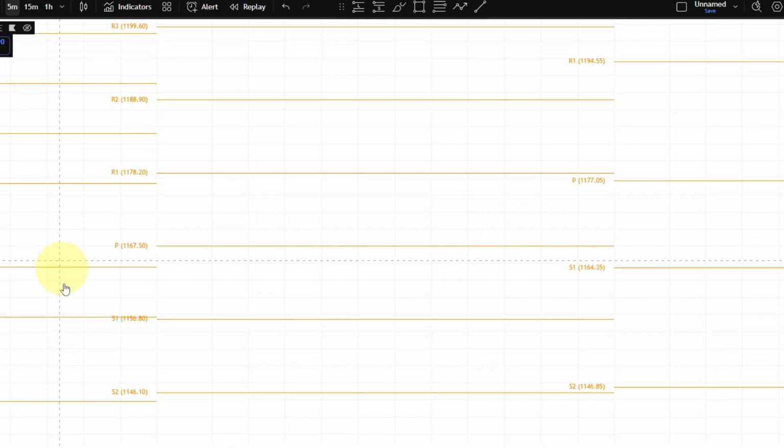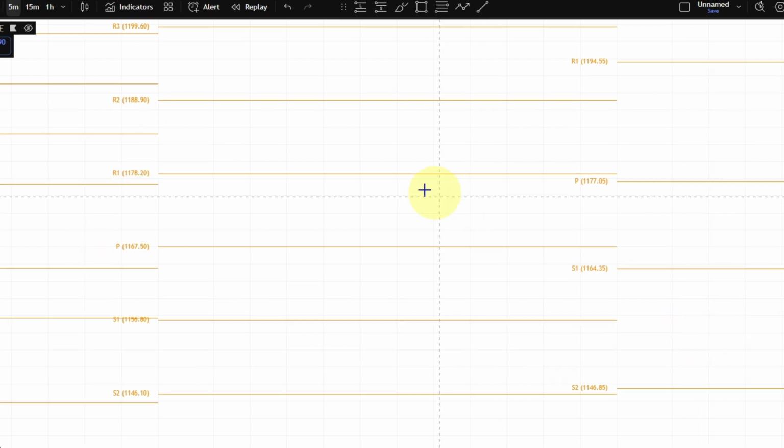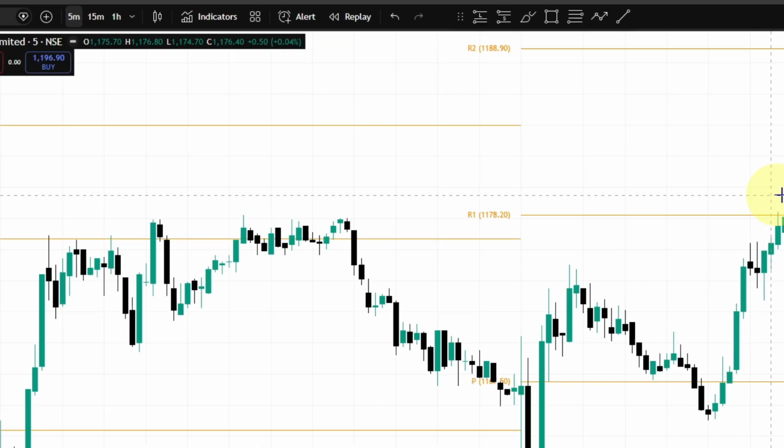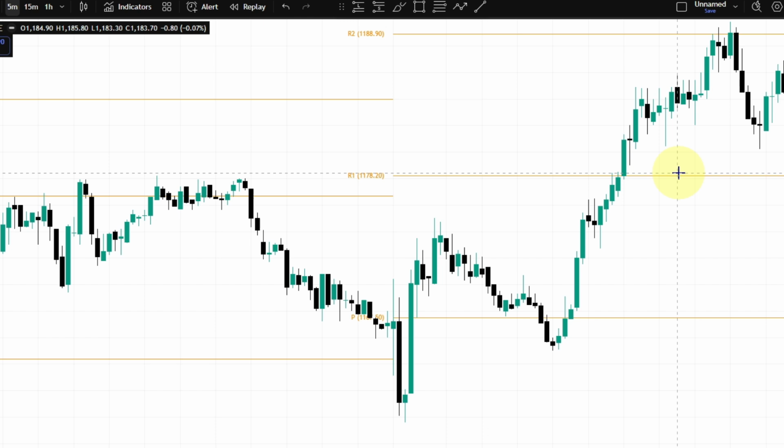This indicator is usually made using the high, low and closing price of the previous candle, so these lines are not random lines. Okay, now we know about this pivot point indicator. Now let's unhide our chart. Now tell me, what is our strategy called? It is pivot point R1 breakout, right?